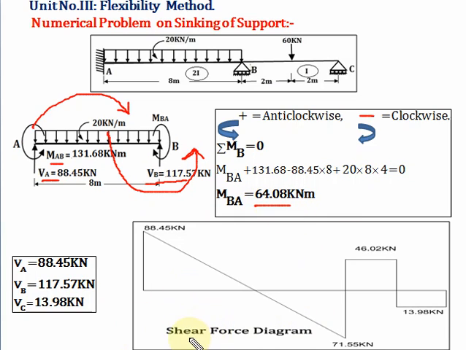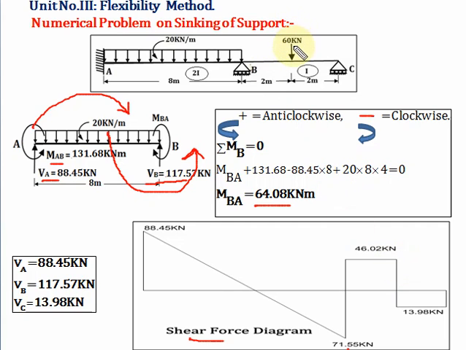Okay, now we'll draw the shear force diagram. So the vertical reaction at A is 88.45 acting upward. Okay, now in portion AB there is a UDL, so of 20 into 8, so that is 160. So 88.45 minus 160 will get 71.55. So vertical reaction at B is 117.57. So plus 117.57 minus 71.55 will get the value 46.02. That is plus. In this portion there is no load, so joined by the horizontal line.